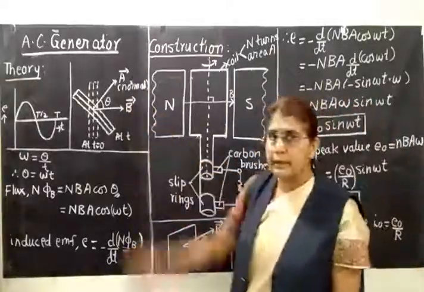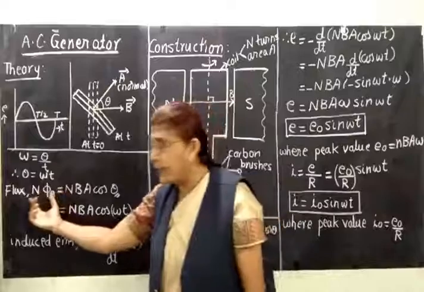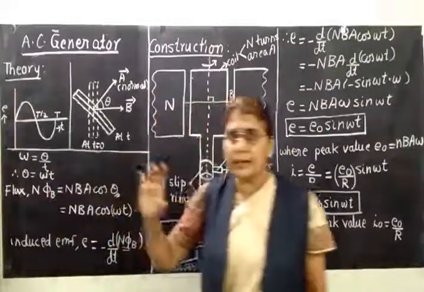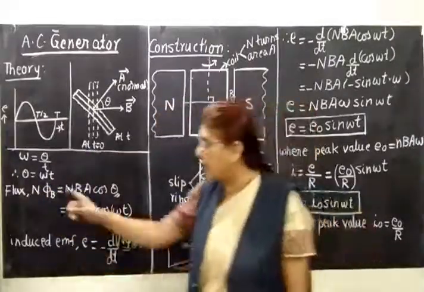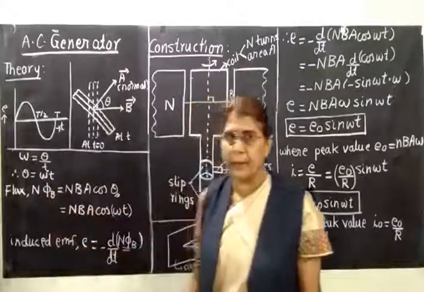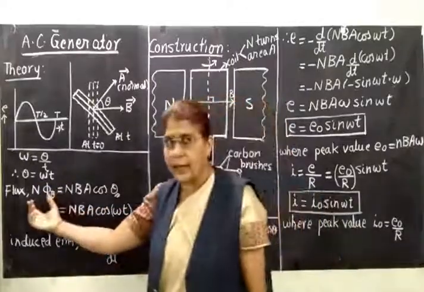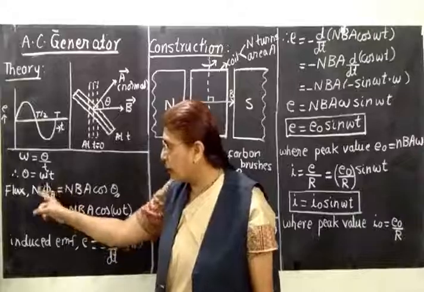Now there are n turns in the coil, so flux linked will be N phi B. Phi B is the flux linked with one turn of the coil. There are n turns, so total flux will be N phi B. So what is the value of N phi B? N phi B is equal to N times the flux of one turn, as it is.